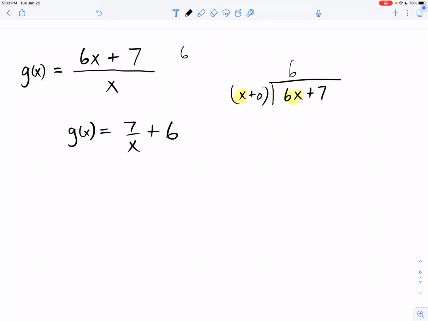Well, I can rewrite this so it looks like this. See, they both have the same denominator, and it's a monomial. There's only one thing there. So if I separate it into 2 pieces, then I could just cancel the x's, and then I get 7 over x. Hey, what does that graph look like?